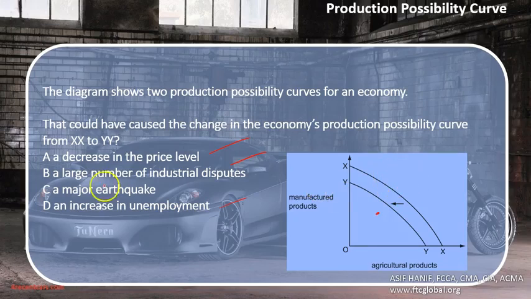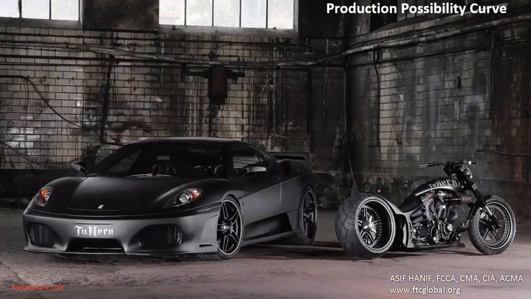When PPC falls, when there is a major earthquake, war, that would result in PPC shifting inwards. So the correct answer here is a major earthquake that has destroyed your productive capacity. Many people have got killed. Now your productive potential has fallen from XX to YY. Next.